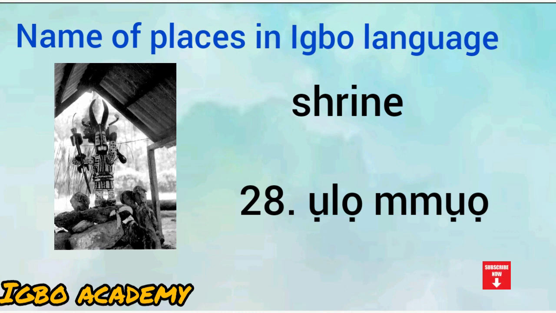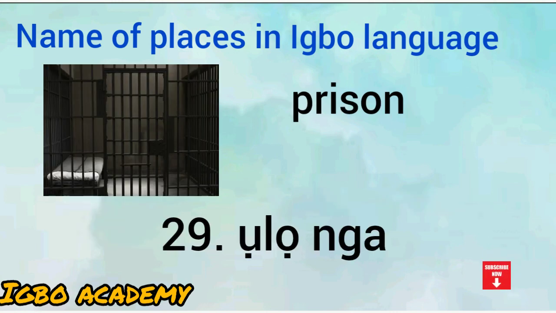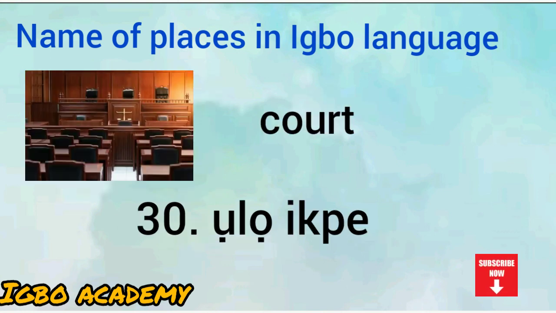28. The shrine is called Ụlọ Mmụọ. 29. The prison is called Ụlọ Nga. Number 30. The court is called Ụlọ Ikpe. So these are 30 names of places in Igbo language.